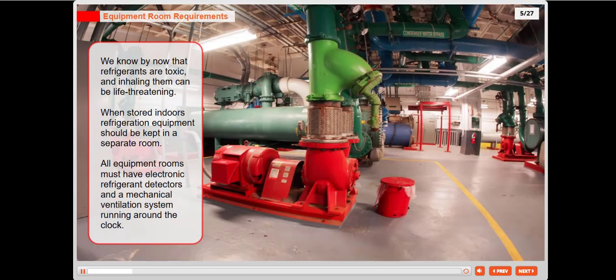We know by now that refrigerants are toxic, and inhaling them can be life-threatening. When stored indoors, refrigeration equipment should be kept in a separate room. All equipment rooms must have electronic refrigerant detectors and a mechanical ventilation system running around the clock.